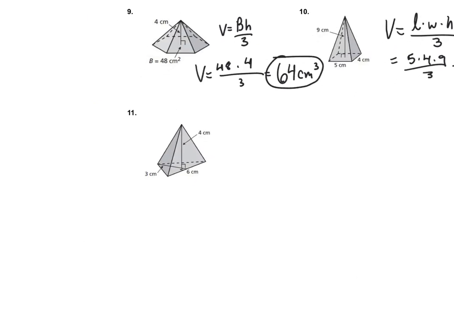Number 11. Right, my base is a triangle now, so I need to do my 6 times 3 divided by 2. That's the base area. Okay, I'm multiplying it by how tall it is. That's 4. And then we divide it by 3. So 6 times 3 divided by 2 will give me the area of the bottom triangle. That's 9. Multiplied by 4 gives me, like if this was a cube, the total volume. But since it's a pyramid, we have to divide that by 3. My total volume is 12 cubic centimeters.